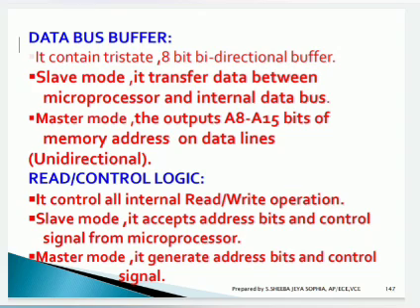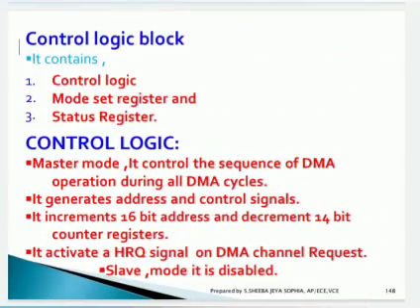The read write control logic is used for reading and writing the data. It accepts the address bits and control signals from the microprocessor in slave mode, whereas in master mode, it generates the address bits and control signals. The control logic has control logic pins, mode set registers and a status register. In master mode, the control logic controls the sequence of DMA operation during all DMA cycles and generates address and control signals. It increments the 16-bit address and decrements the 14-bit counter registers. It activates the request signal on a DMA channel request, and slave mode is disabled.